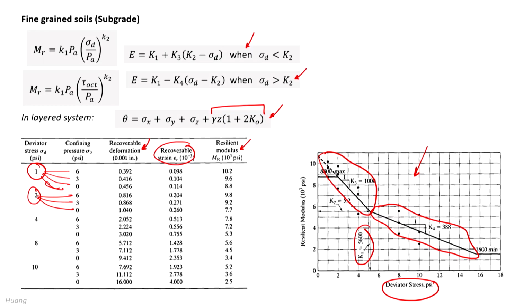So, again this is how the equations have been developed, depending on whether sigma d is less than K2 or sigma d is greater than K2, which means two different parts.